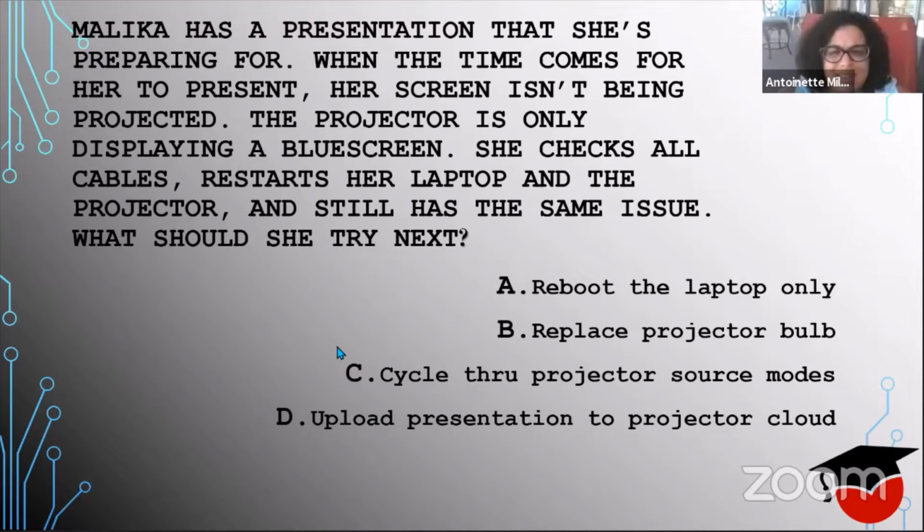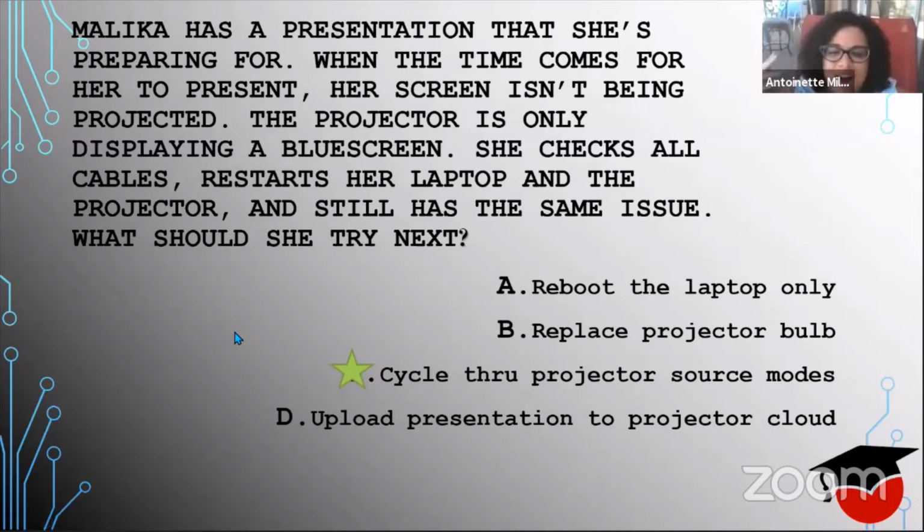All right, so Malika's got a presentation she's been preparing for. When the time comes for her to present, the screen isn't being projected and the projector is displaying a blue screen. So she checks the cables, she restarts the laptop, she even restarts the projector and still has the same issue. What are the next steps to get that presentation on the projector? Looks like she's tried almost everything.